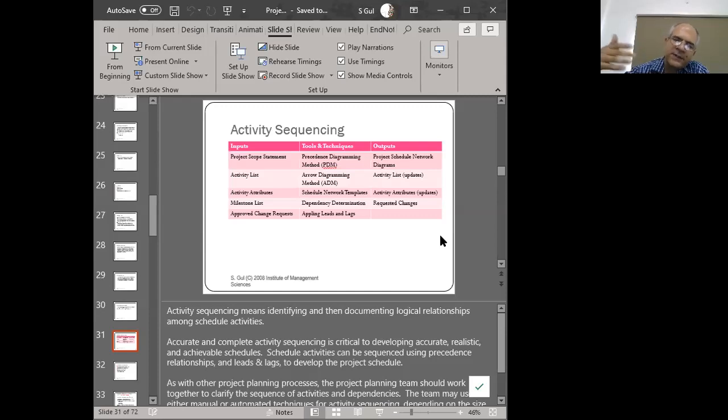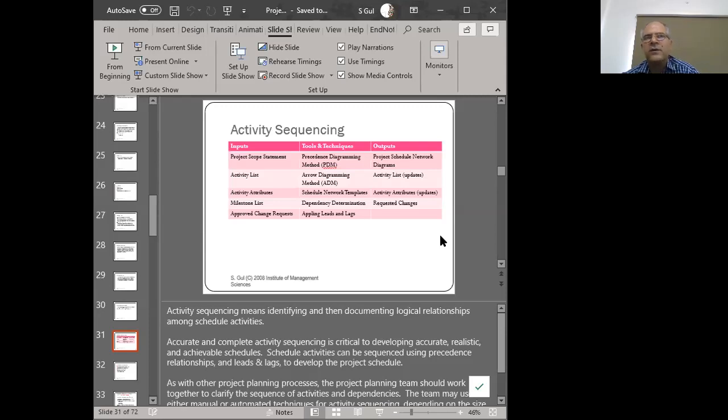So we have to think along these lines, that these relational dependencies, such as FS, SS, start to finish, finish to start, etc. Or we could have this other form of dependency called the soft and hard dependencies. So we have to schedule these soft and hard dependencies into our schedule as well. And we exercise them in the form of leads and lags, right?